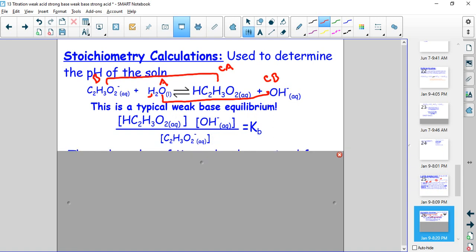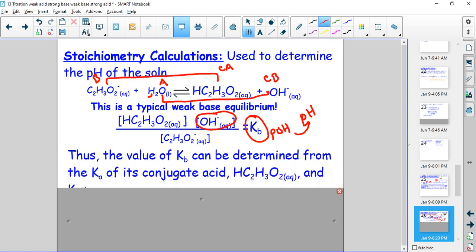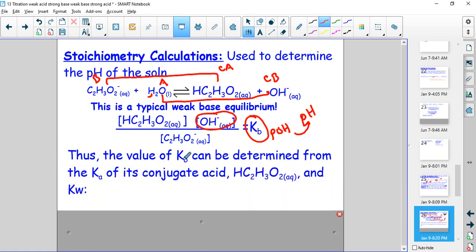Okay, so again, remember, we're trying to figure out what pH is at this point. So looking at this expression, if we figure out the concentration of hydroxide, we can figure out pOH, and once we have pOH, we can then figure out pH. Okay, but the question gave us a value for Ka, but it didn't give us a value for Kb. So this is how we start to solve. We can figure out what this Kb value is from our Ka and our Kw values. And this is the relationship here.